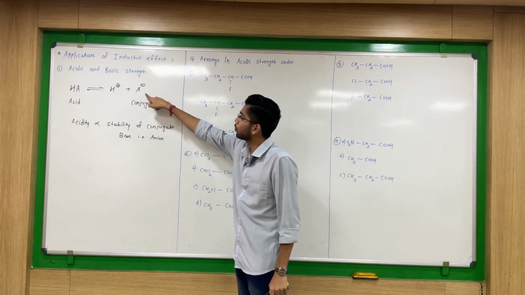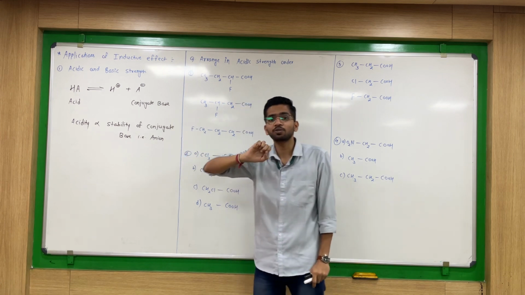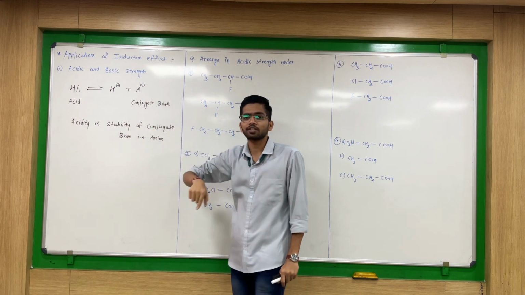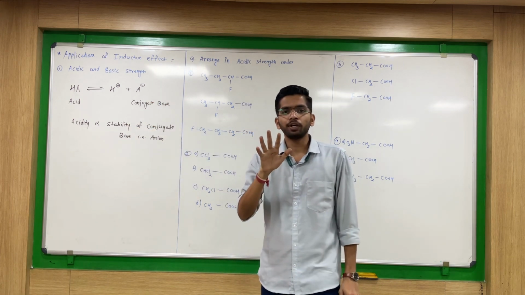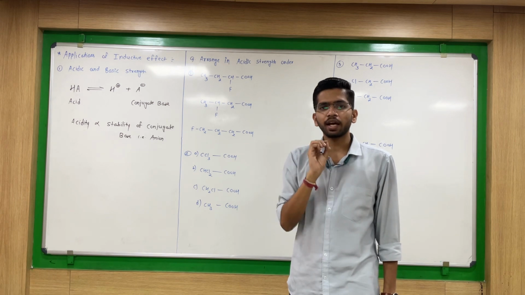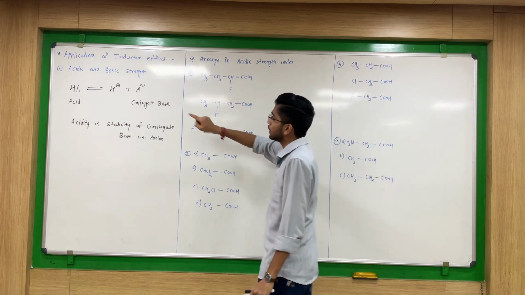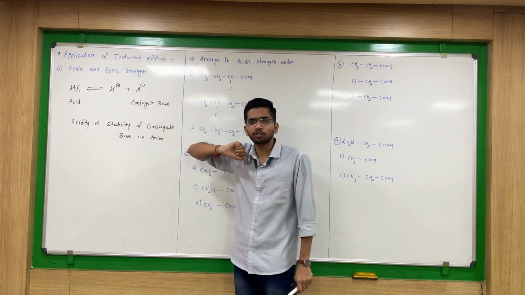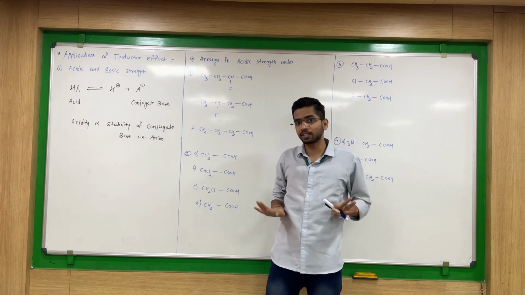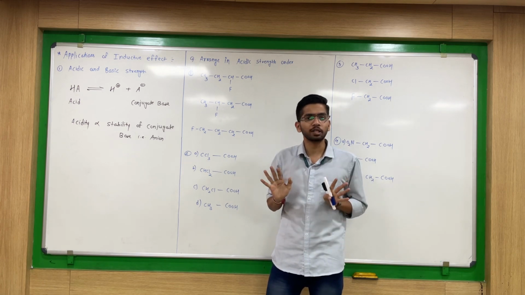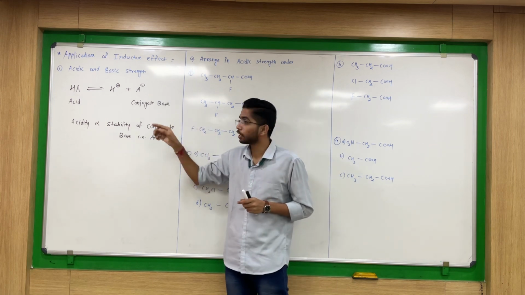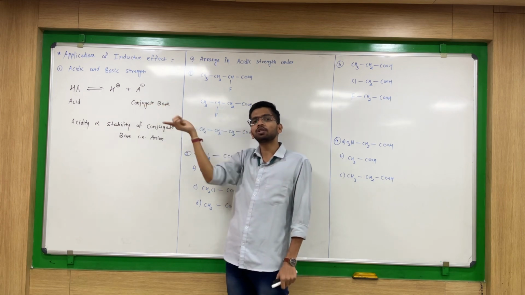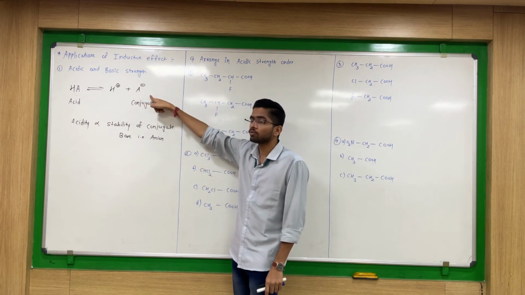So here when I say I want A minus as the stable species, it means I have to decrease the charge on A minus. Which groups will be useful? We have two types of groups in the inductive effect, plus I and minus I. To decrease the A minus charge, I want minus inductive effect groups. If minus inductive effect groups are attached to A minus, they will pull the electron density from this A minus, and A minus will become more stable.